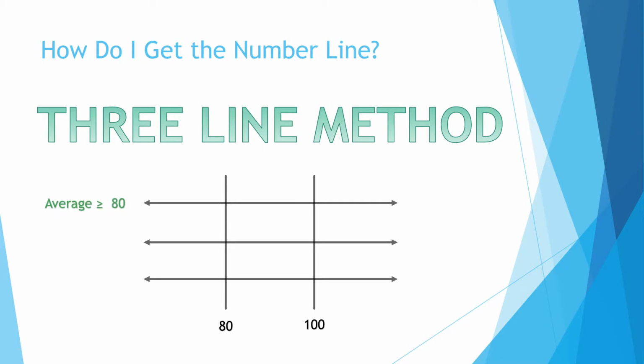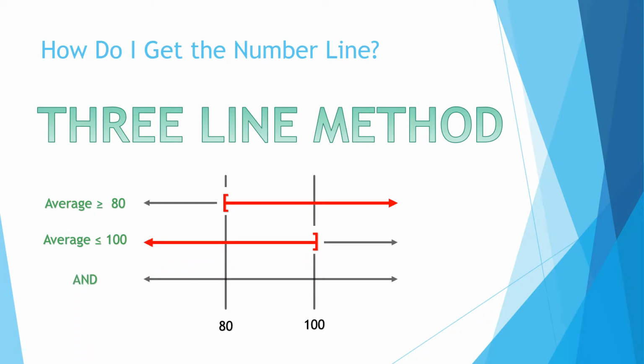On our first line, let's put the average is greater than or equal to 80. Again, since we're including the point 80, we're going to use a bracket. And since it's greater than, we're going to shade to the right. Our second constraint is that the average has to be less than or equal to 100. Here, we're going to use a bracket at 100 and shade to the left.